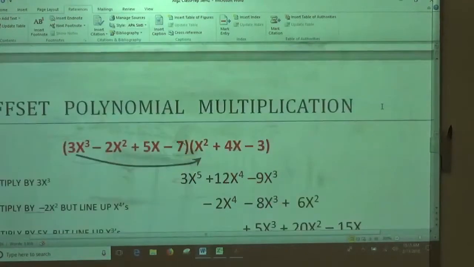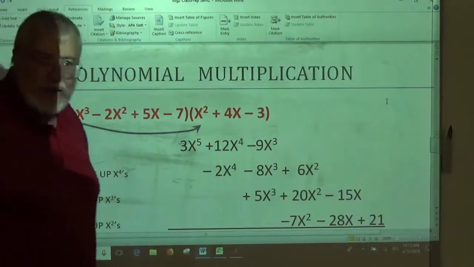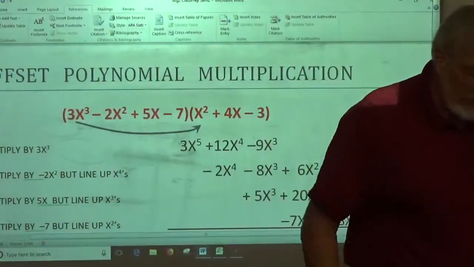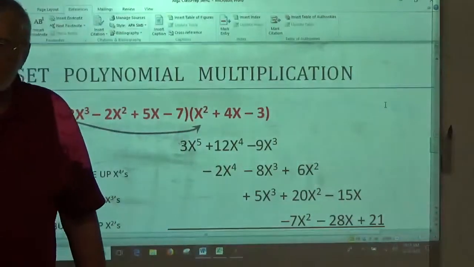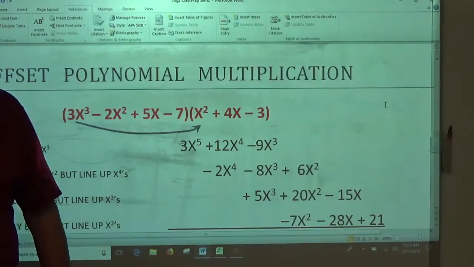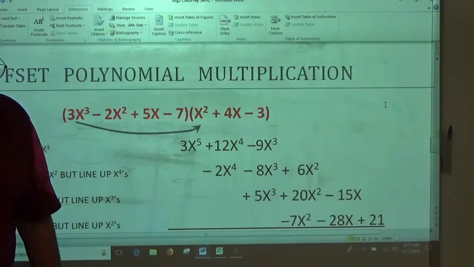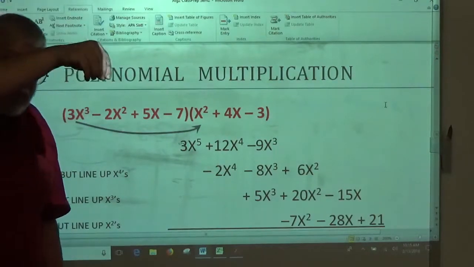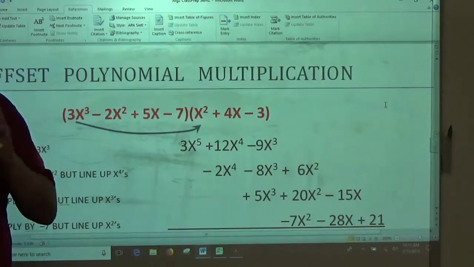Okay, so now the last thing I want to talk about is called offset polynomial multiplication. One of the things that happens if you had a binomial, some people were taught you take the x and you multiply the other x, and then you take the x and multiply the constant, and then you take the constant and multiply it by the x, and the constant by the constant, and then you take the two like terms and add them together. Right? And with only a 2 by 2, that works fairly quickly, although there's a faster way.